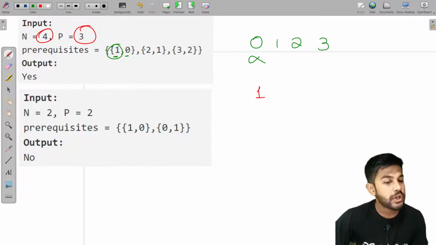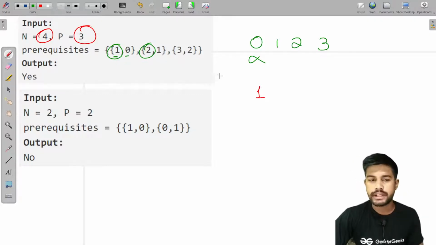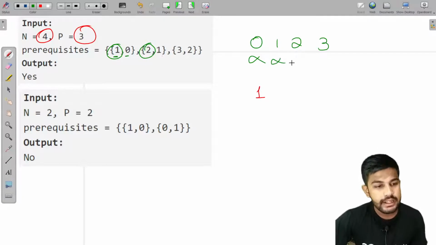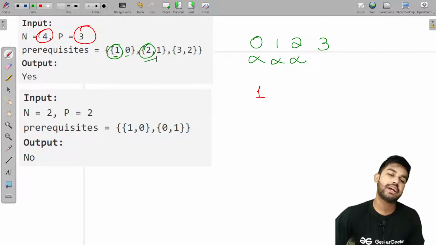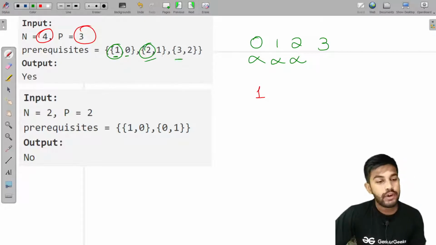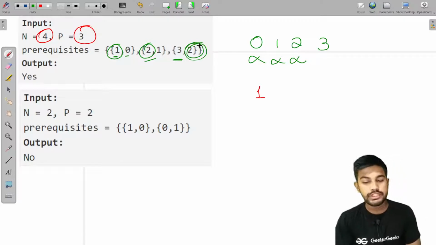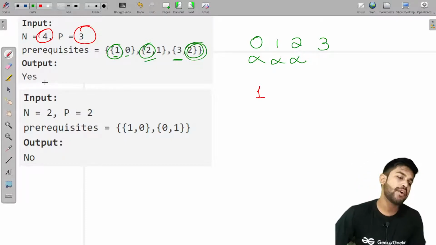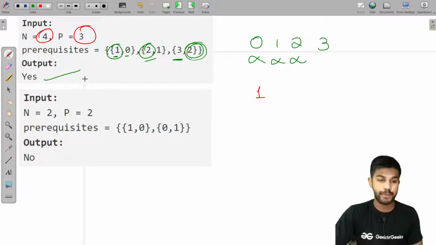Now to complete task 2, we need to complete task 1, and task 1 is already completed. So task 2 will also be completed because we have already done task 1. For task 3, we need to perform task 2, and task 2 is already done. So we are fine with task 3. Now we can perform every task in the given order and there won't arise any problem.